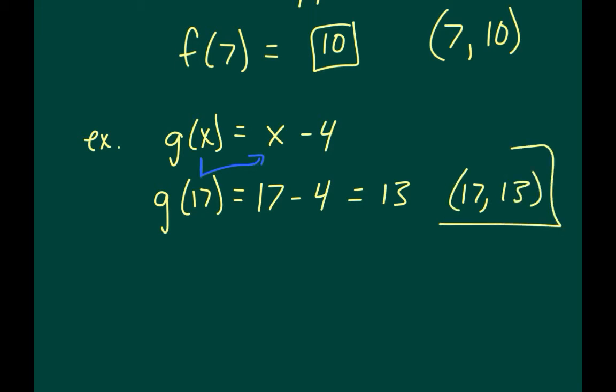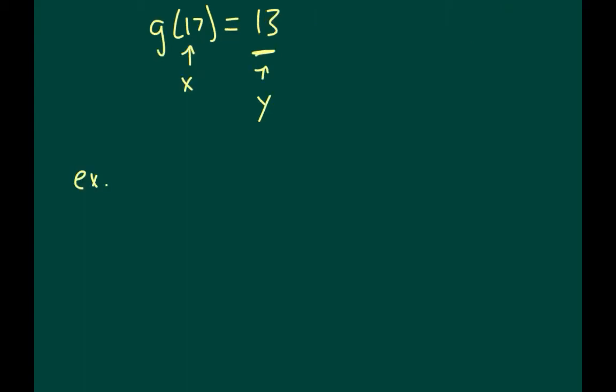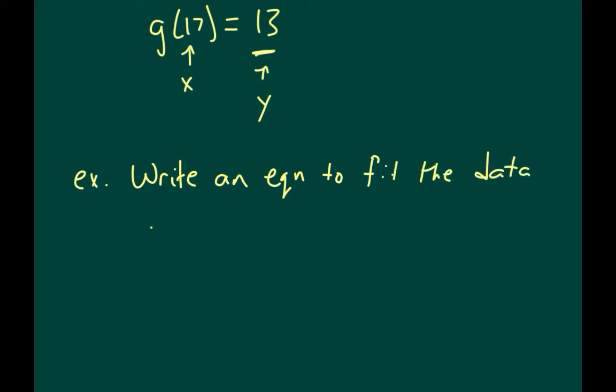And typically you don't have to write it as a point like I'm doing there. Really, the answer is just g of 17 equals 13. But I'm just trying to show that this here is the y value for that x value. It's kind of what I'm trying to get at. Very last example, you might see something like this. So write an equation to fit the data table, or fit the data, but we want to do it in function notation.